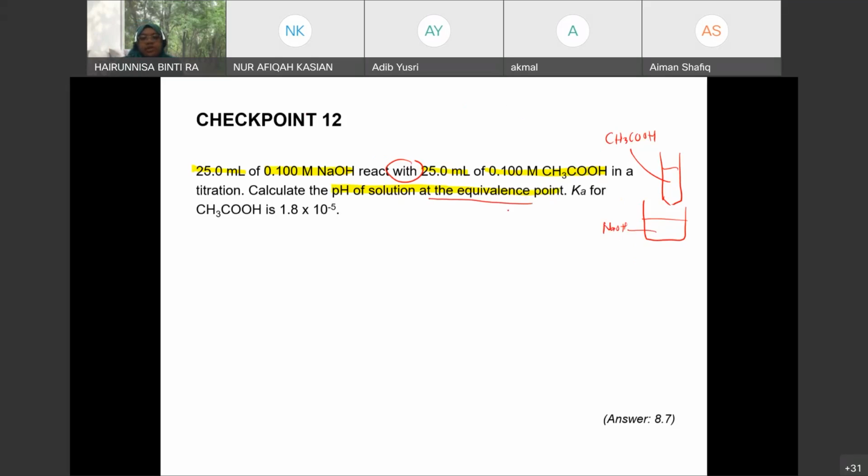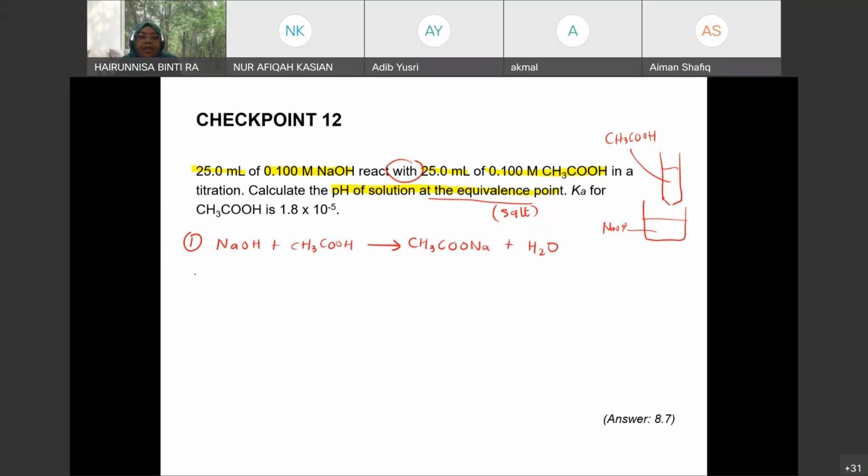at equivalence point, means that you want to get the pH of a salt. Okay, so first thing first, kita buat dulu equation of neutralization, right? So we have NaOH, okay, so you react dengan acetic acid. So this is single arrow, neutralization. So you akan dapat CH3COO, baru kita combine dengan Na plus water. Okay, dan balance the one-to-one ratio kat sini semua.